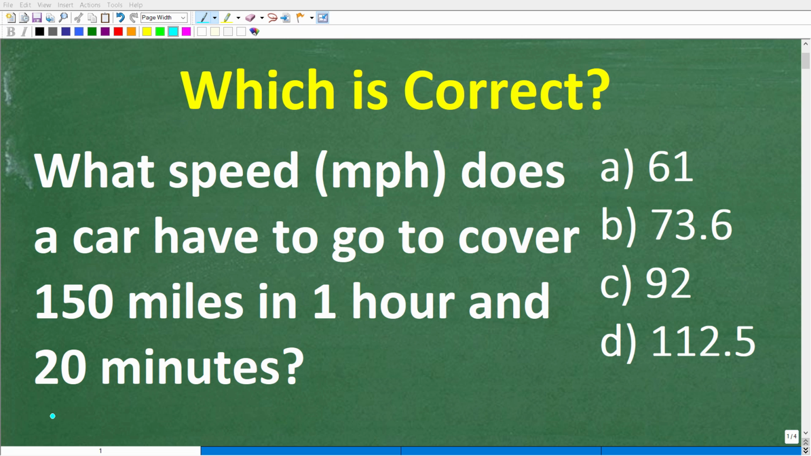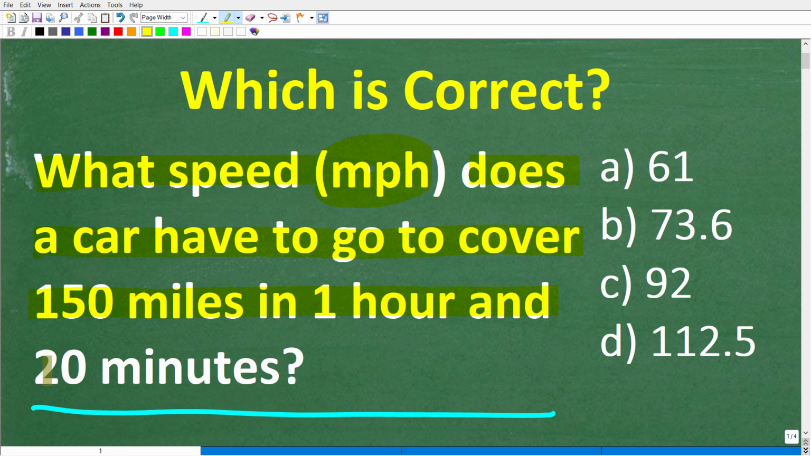Do you think you have the math skills to solve this basic math word problem? Well, there's only one way to find out, and that is to try to solve the problem, which is the following. What speed in miles per hour does a car have to go to cover 150 miles in 1 hour and 20 minutes?